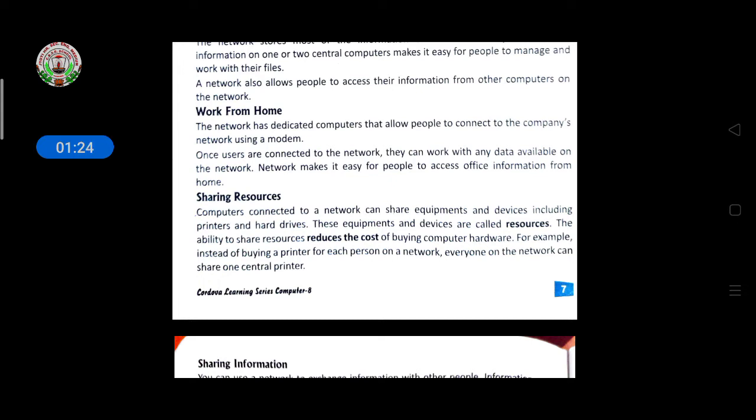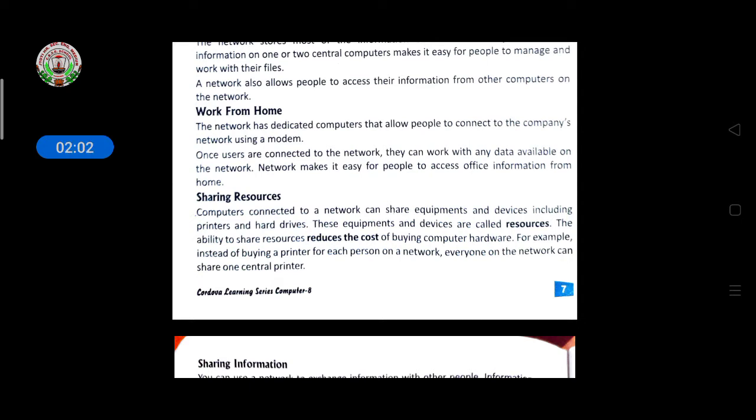So if you are in network mode, you are able to access all the data you want from anywhere in the world, so it is easy to do the work as work from home. Then sharing resources. Computers connected to a network can share equipment and devices including printers and hard drives. So if all the computers are connected, and you connect the printer also with all the computers, it is easy to take the printout.